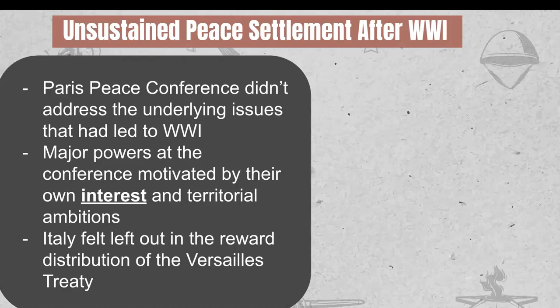And then on top of that, we are going to see Italy feeling left out in rewards from states, because the Treaty of Versailles made Germany pay back a bunch of money to the Allied powers. Italy felt left out by that. So that is going to make the Italian government upset.